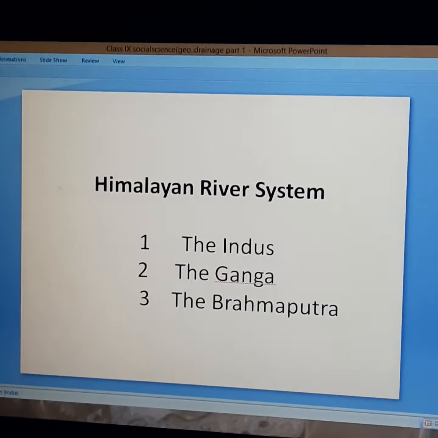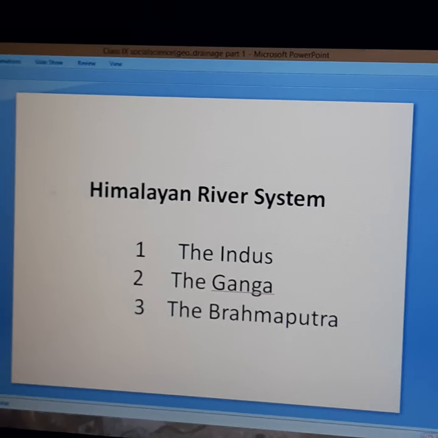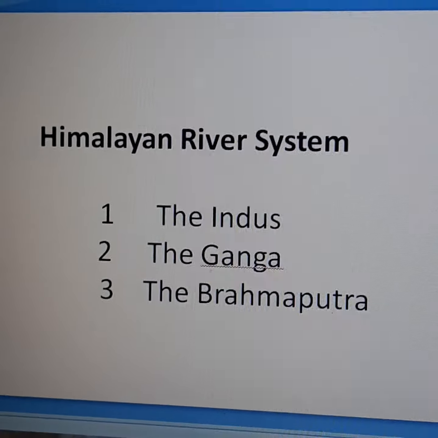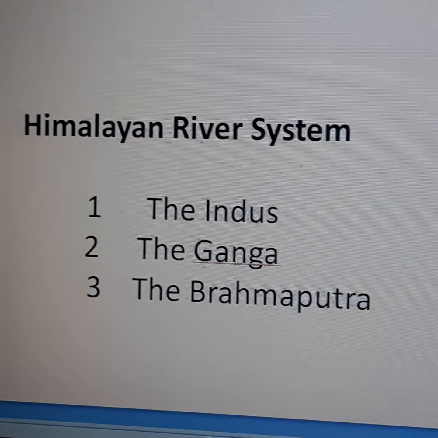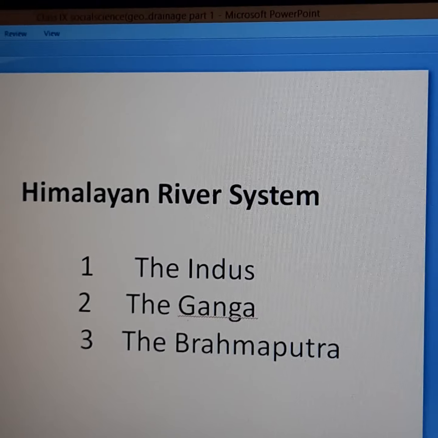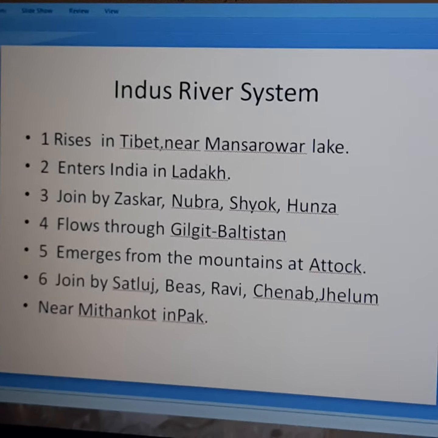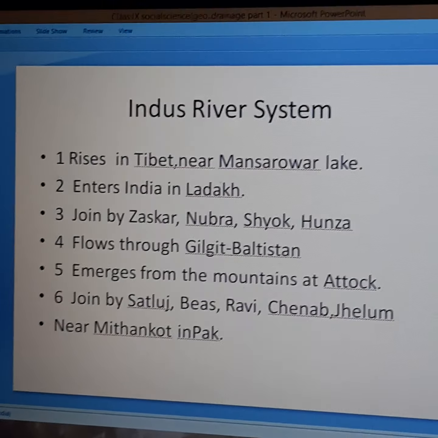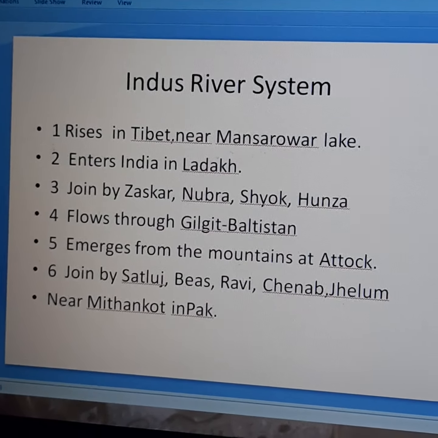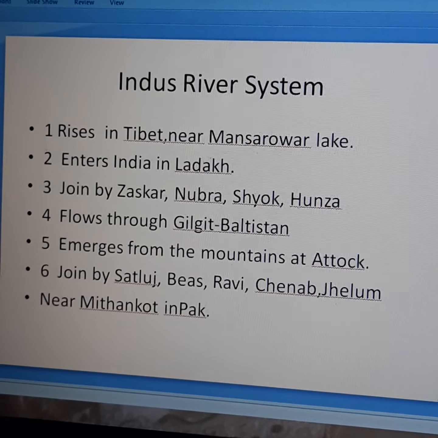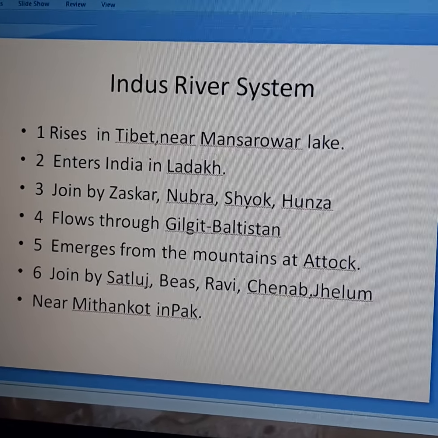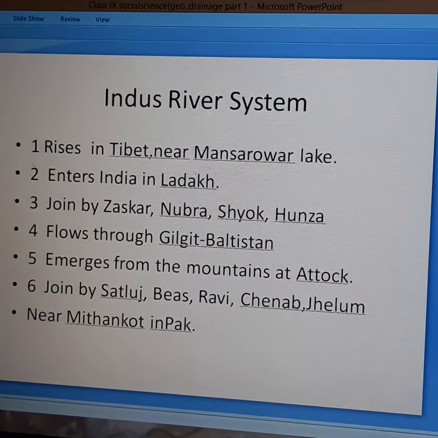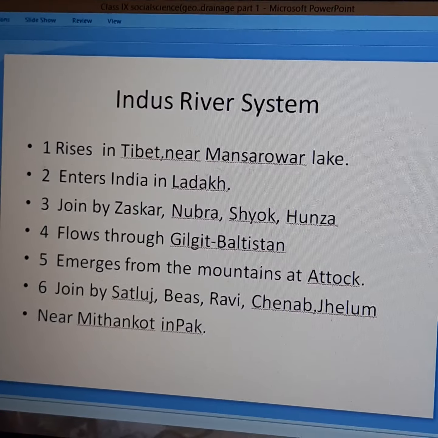Now let's move to the Himalayan river system. The main Himalayan rivers are the Indus, the Ganga, and the Brahmaputra. Let's first learn about the river Indus. The river Indus rises in Tibet near Mansarovar and flows west, entering India in Ladakh, which was a district of Jammu and Kashmir before December 2019. Now it is a union territory.